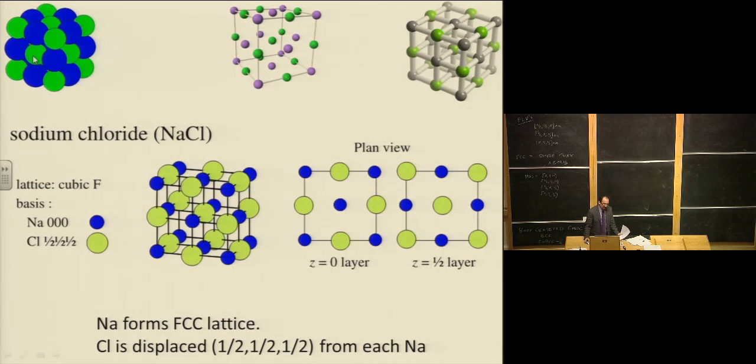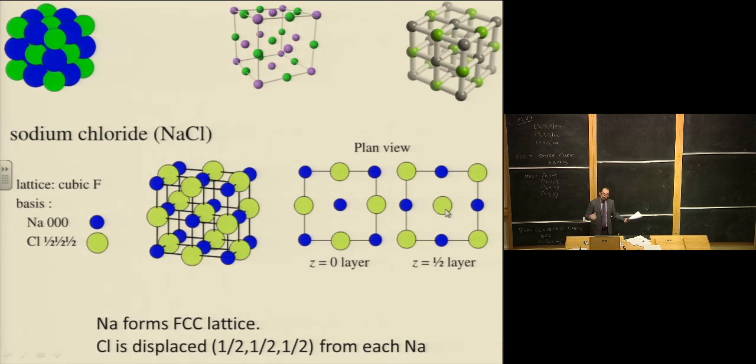So here you can see the green spheres in this picture form an FCC lattice. So it's on the corners and in the center of the faces as well. But in addition to the sodium atoms, which are on the FCC lattice, there are chlorine atoms as well. And you can describe the position of the chlorine atoms by saying for every sodium atom, there is a chlorine atom displaced by 1/2, 1/2, 1/2 from the sodium atom. That will get you the position of all the chlorine atoms. Here's a plan view. The blues would be the sodiums and the chlorines. So for example, if I start at a sodium and I go over 1/2, back 1/2, and then up 1/2 to the next layer, I get to a chlorine atom.